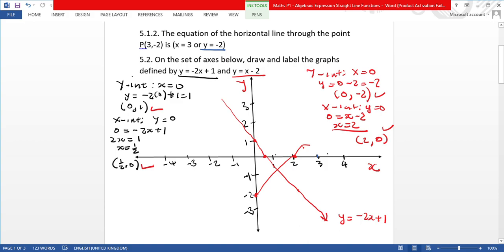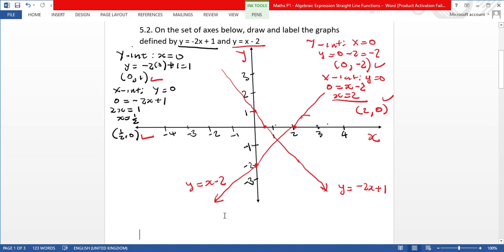Okay, the straight line is going west, it's going east. Yeah, something like that. And on this side, you can just put an arrow here and label your graph as y is equal to x minus 2. So this is how you draw a straight line function. I hope you understood that part.